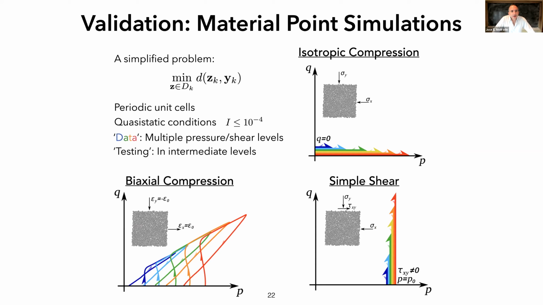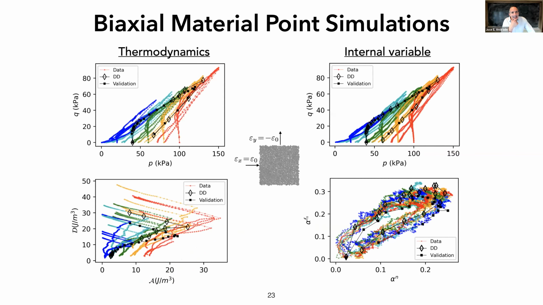Okay, and then you do the usual thing. You do a bunch of runs. You populate your phase space. Here we choose to do isotropic compression, simple shear, biaxial compression with different conditions, so that we populate. You take the shotgun approach, and once you've obtained data, the colors here represent the data, and the black line with the diamond represents the results with DD. So these are constitutive-model-free simulations. Right here, we're doing a biaxial test, and then we compare that with running the biaxial test with a micromechanical model, and that's what we call validation, with the black squares.